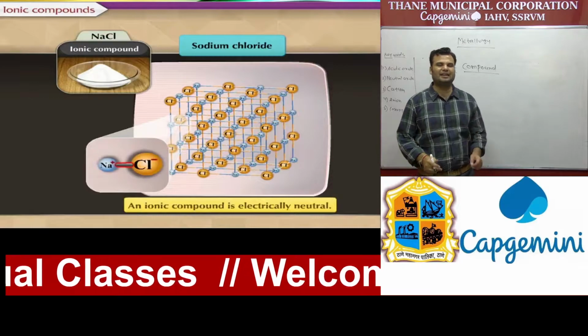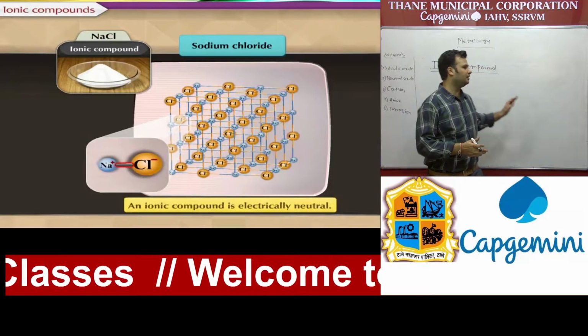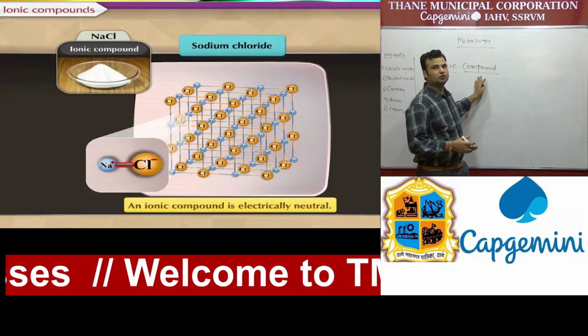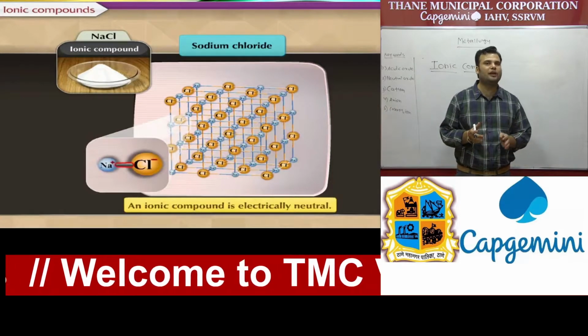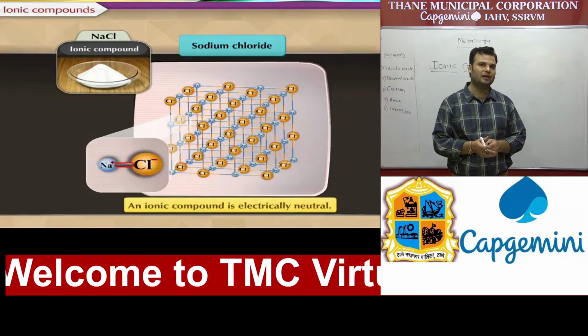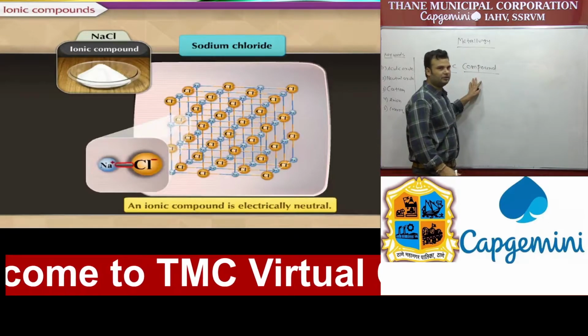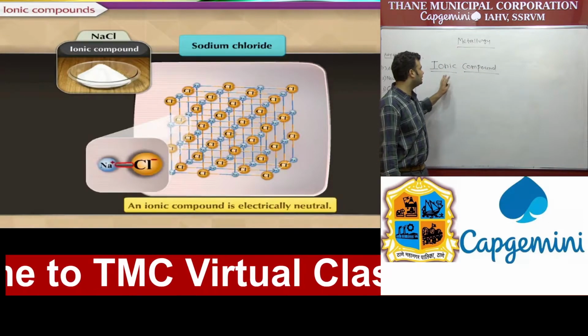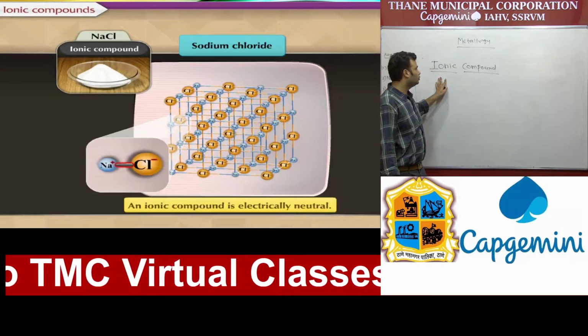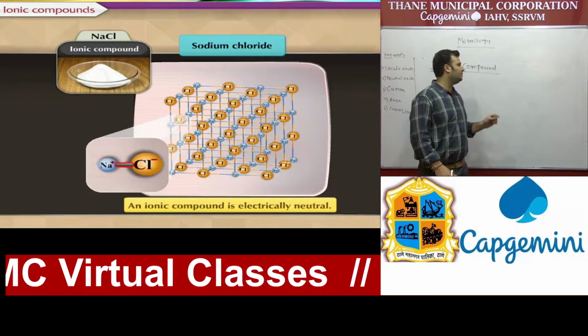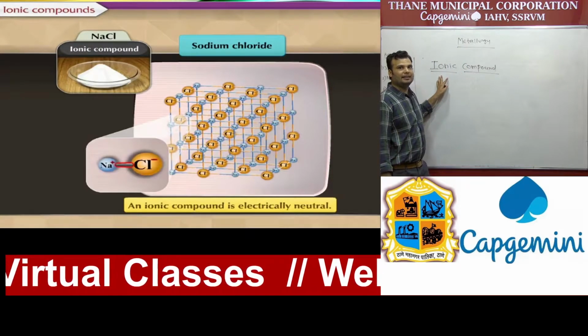Student, we already know that compound. So first start with the word compound. What is a compound? When two or more elements combine in a fixed ratio chemically, that is called a compound. But in this part we have to understand what is an ionic compound. So what is ionic? It means they form ions, and there are two ions.